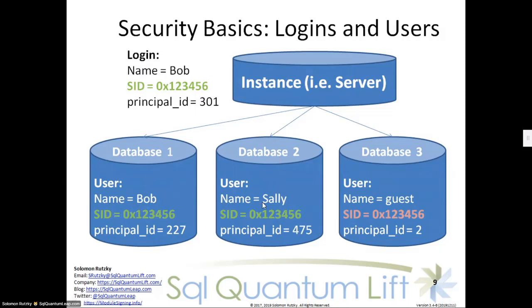In database 2, they have a different name, but the SID is the same, it's the same account. Database 3, they've got the same SID because that's how you know that it's the same account, because really it's only the SID that determines which account is which. But because it's the guest, they've got a principal ID of 2, their name is guest, and clearly database 3 had the guest account enabled.